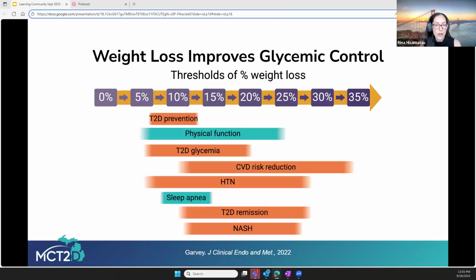Now, we know that weight loss of 5 to 10% can improve glycemia and reduce type 2 diabetes incidence, with greater weight loss being associated with greater glycemic improvement and type 2 diabetes remission. Additionally, weight loss can also extend beyond just type 2 diabetes management and prevention, but also can have positive impacts on physical function, cardiovascular risk reduction, blood pressure control, liver disease, and sleep apnea.